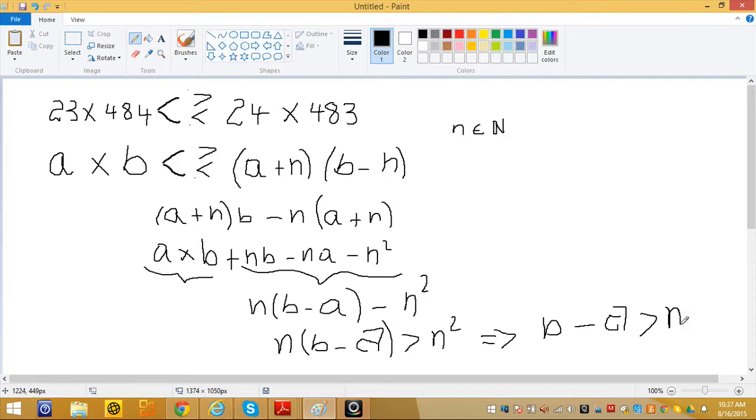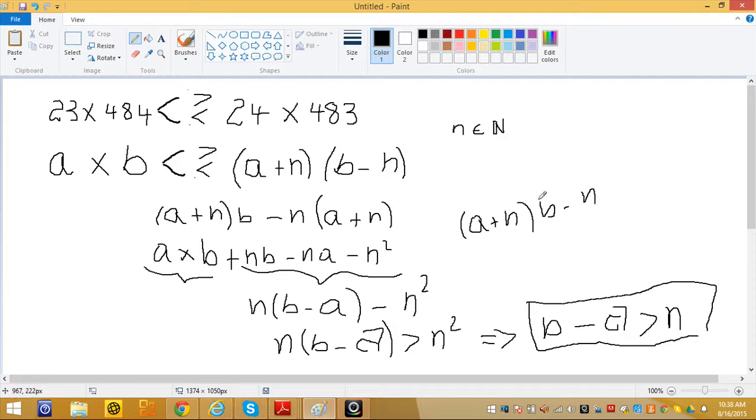That's the generalization, so keep this in mind. If b minus a is greater than n, then a plus n times b minus n is going to be greater than a times b. That's the generalization.